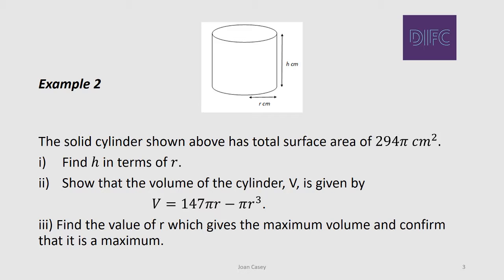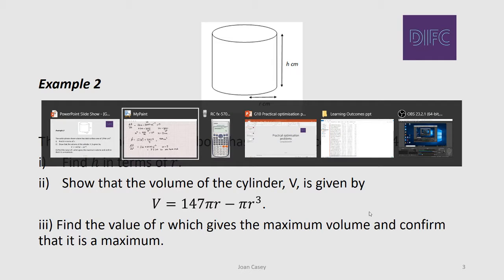And we're just doing 2 in this video. So the second example shows a solid cylinder that has a total surface area of 294 pi cm squared. And in the first part, we want to find h in terms of r. So I just go across to the math pad. I'll do a quick sketch of the cylinder that we were given, and I'll just do this by hand.